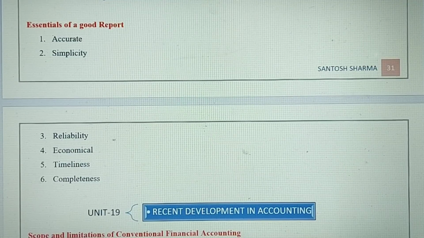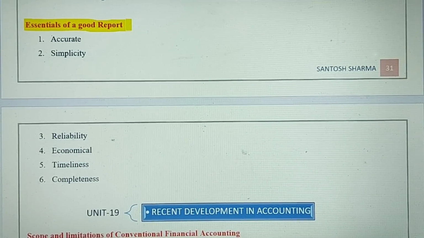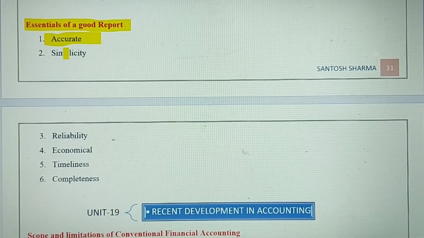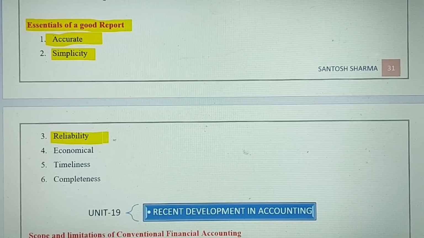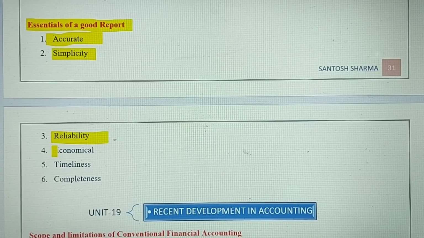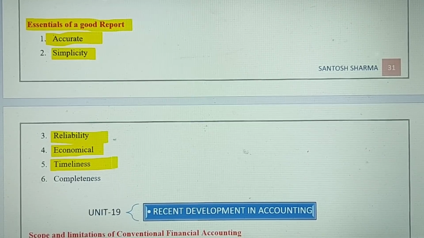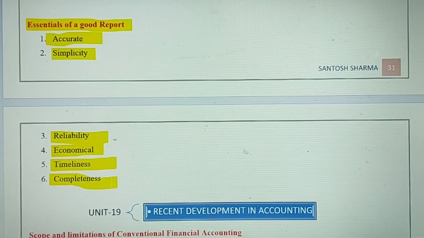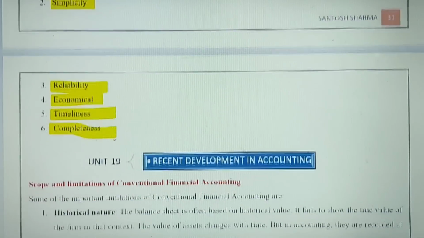Okay. A few essentials of a good report. This question also needs your attention. The report should be accurate, it should not be void, it should be simple to understand, it should be reliable so that management can take decisions, it should be economical, not very expensive, and the report should be prepared and submitted within the time frame, and it should be complete in all respects. There should not be any bias and mistakes.